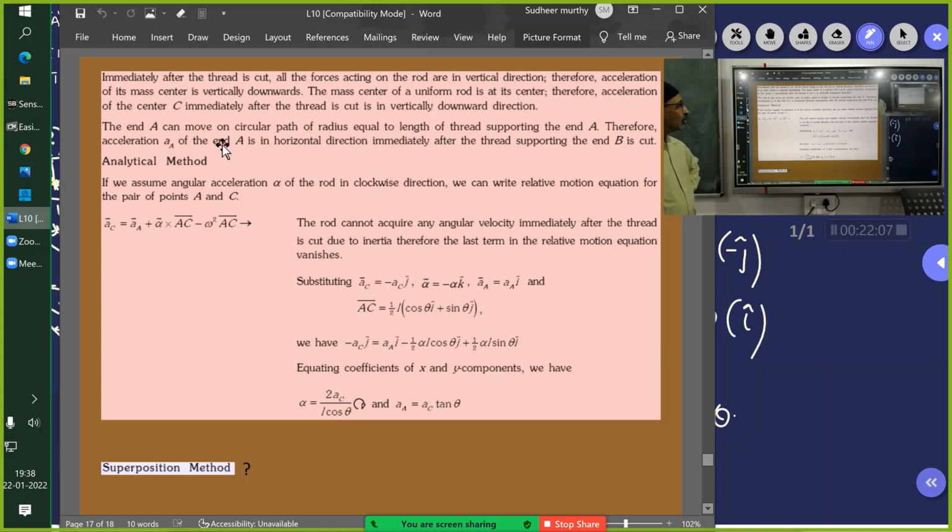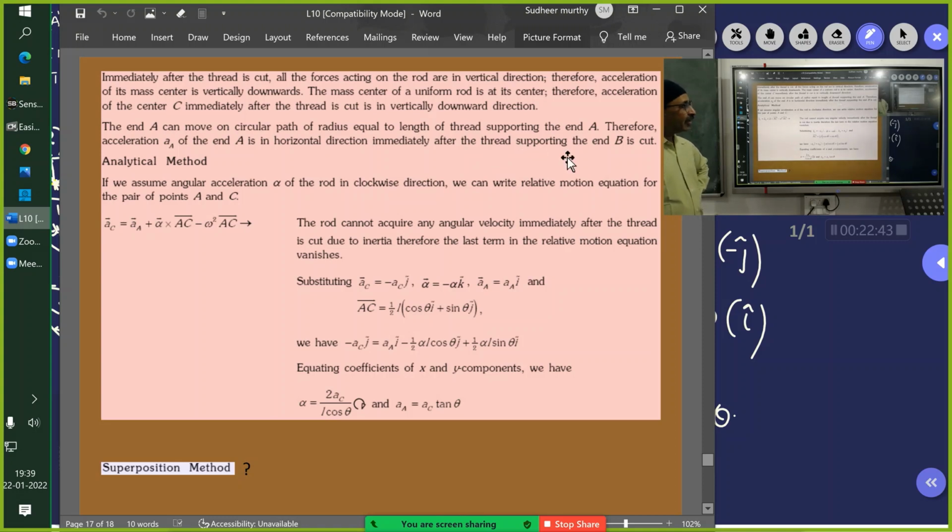The end A moves in a circular path of radius equal to the length of the thread. Why does it move in a circular path? It can move because that freedom is there for it, the thread is there. It doesn't have to move, but that freedom is there. Therefore, the acceleration of A, at the end A, is in the horizontal direction immediately after the thread is cut. That aspect we have also established.